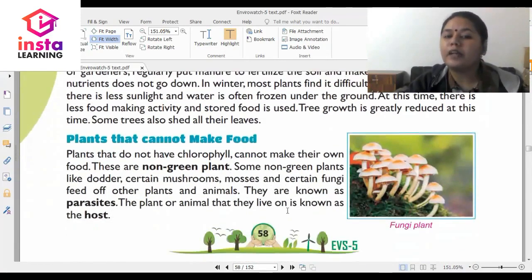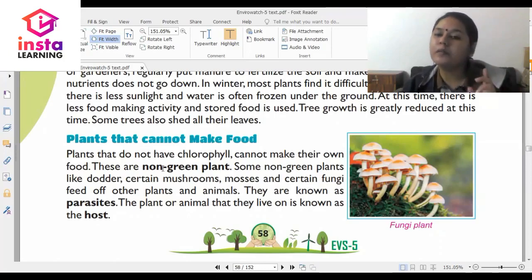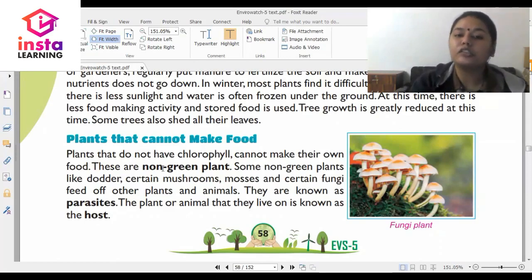Now we talk about plants that cannot make food. Plants that do not have chlorophyll cannot make their food. So like previously we read that only plants which have green leaves can make food. The plants which do not have those green leaves cannot make food, and they are also called non-green plants.